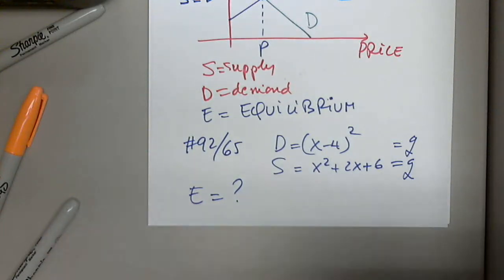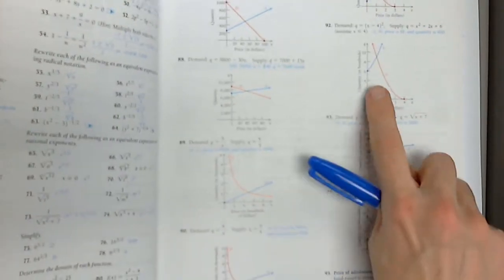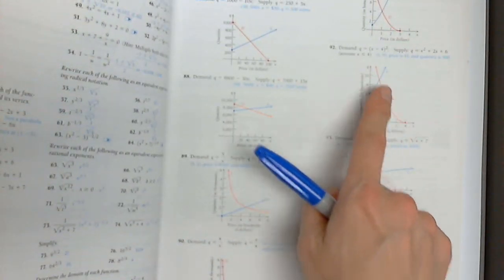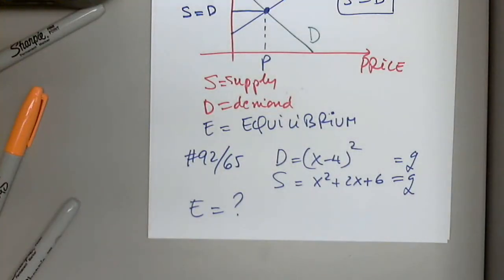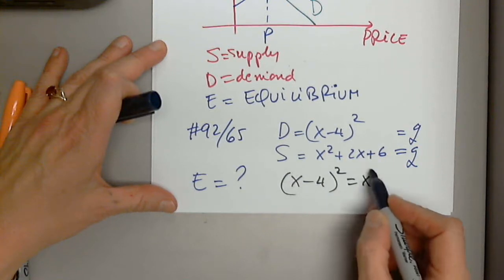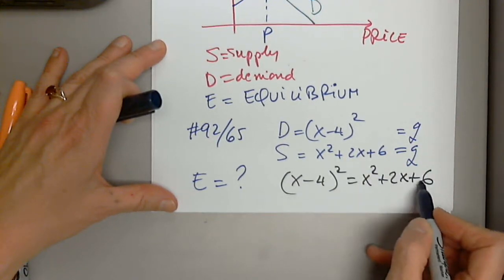Let me show you the graphs. So this is the graph of one function, and this is the graph of the other. This is the demand, this is the supply. So what do I need to do? I have to write x minus 4 squared equals x squared plus 2x plus 6.